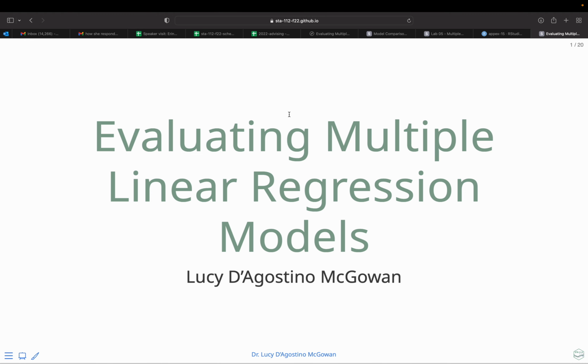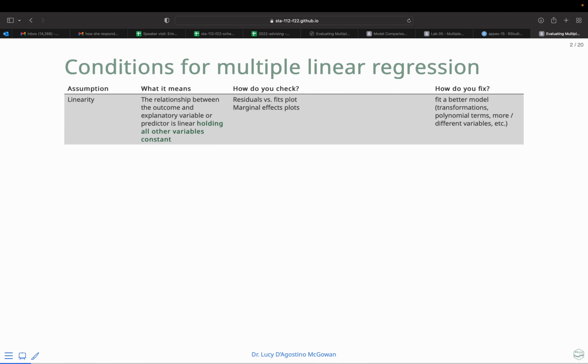All right, so evaluating linear regression models. I put together this little table that I was hoping you could use to help put in one place what we've talked about so far in terms of conditions for multiple linear regression. The first assumption is linearity, and what that means is that the relationship between the outcome variable and the explanatory variable or predictor is linear, holding all of the other variables constant. Essentially, the functional form that you've included in your model accurately describes the functional form of the data.